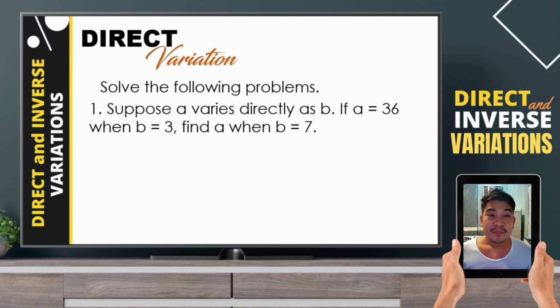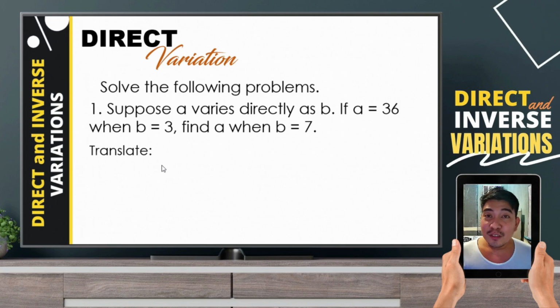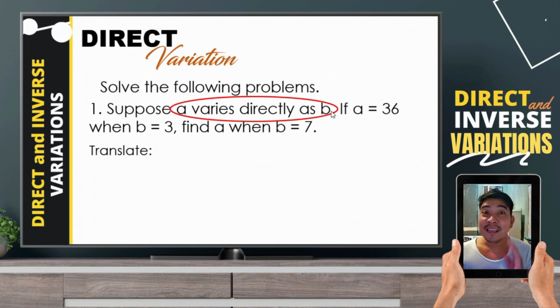Kung babasahin, parang nakakalito. Pero gawin natin step by step. So ano yung una natin gagawin? The first thing that we should do is to translate. Sir, ano pong ita-translate? Yung variation statement na given. Ano yung variation statement na given? A varies directly as B. Okay? Diyan kasi magmumula yung ating sagot.